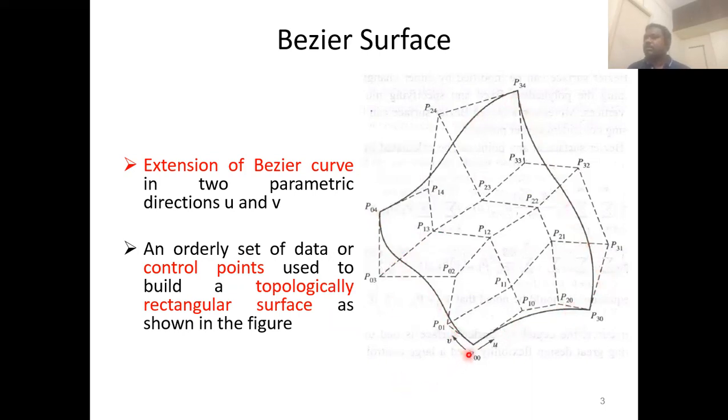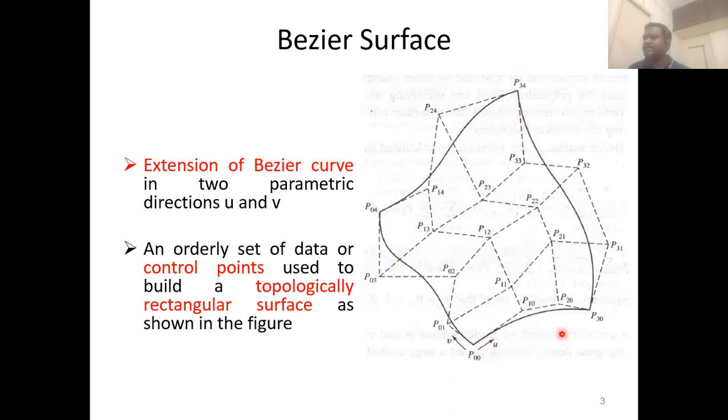Now this is u, equivalent to the x-axis, you can say, in the universal coordinate system. In the local coordinate system, this is u, this is v, equivalent to the y-axis. Okay, if you consider this Bezier curve, where v will be 0, this is v equal to 0. At this boundary, v is equal to 1. At this boundary, this curve has the value u equal to 0. Here u is equal to 1.